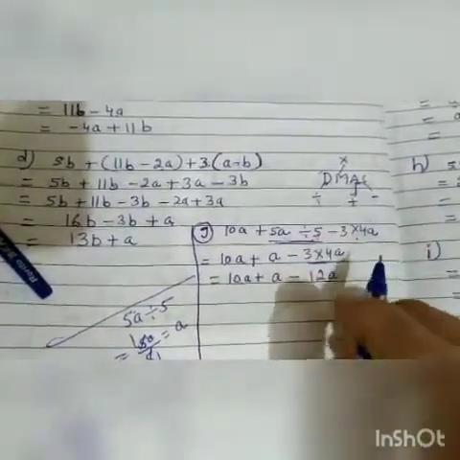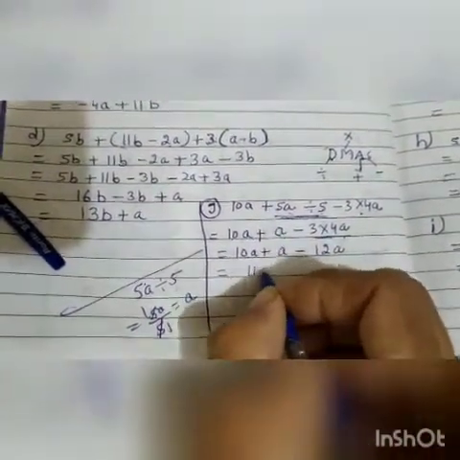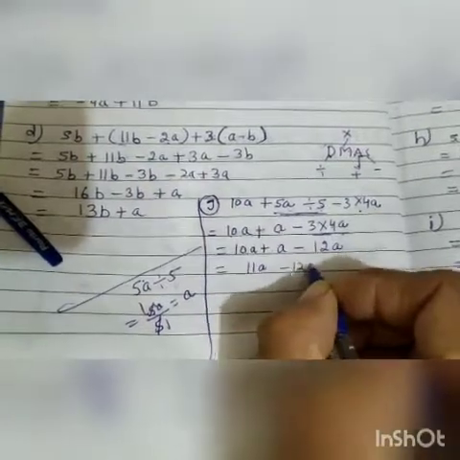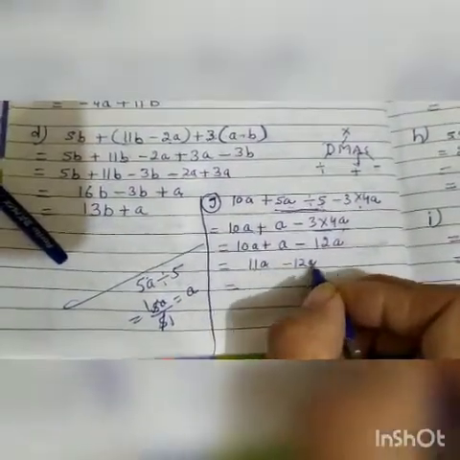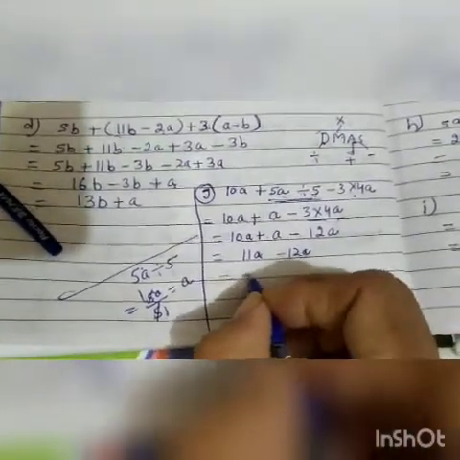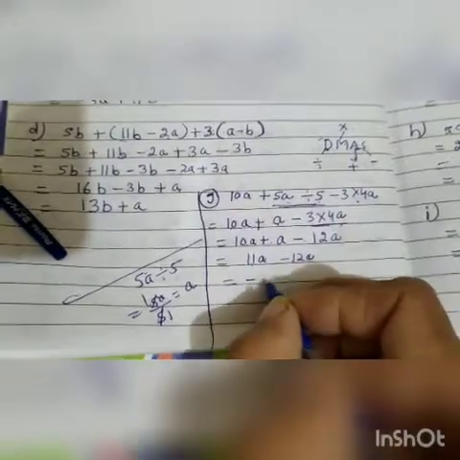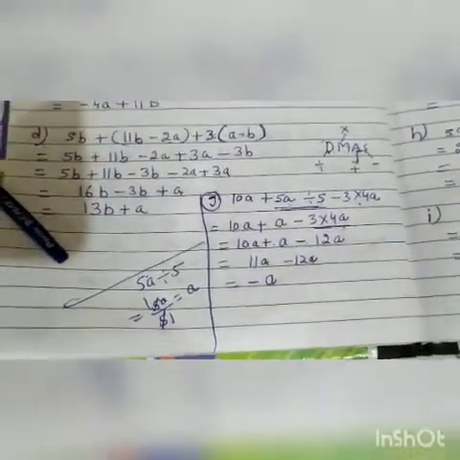Now this time addition. We will now add 10a plus 1a. It is 11a minus 12a. Now simplify it. Both are like terms. 11a minus 12a, a with a. So when we simplify it, we will subtract this plus 11 from minus 12. We will get minus 1a. Minus 1a means minus a.